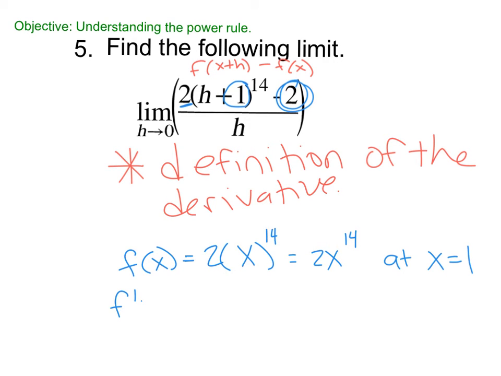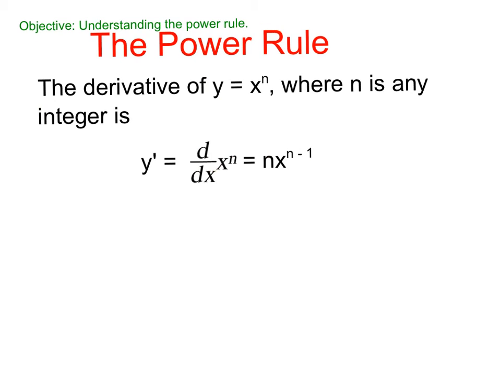So f prime, what's the derivative? 28x to the 13th. And then we're going to plug in 1. 28. That's it. So if you see something out of control like this, a limit like this, I'm not expecting you to do it out. I'm expecting you to recognize, oh, that's the definition of the derivative. I can just identify it and do it the fast way.